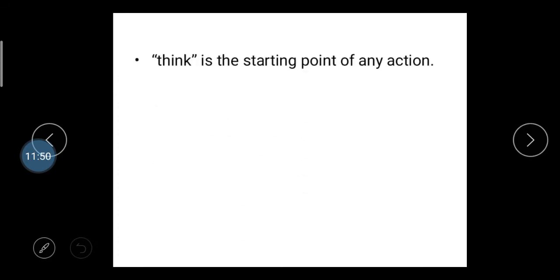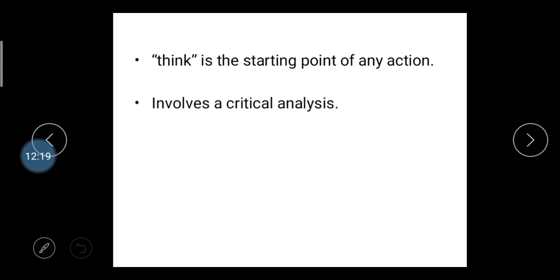So here I consider one example regarding new thinking after this slide. Thinking is the starting point of any action. If you think, first of all, as a company, take the example, we can say one type of thought is that I have established my new company. So first of all, you have to think about it, and then you can start your business. So thinking is the starting point of any action.